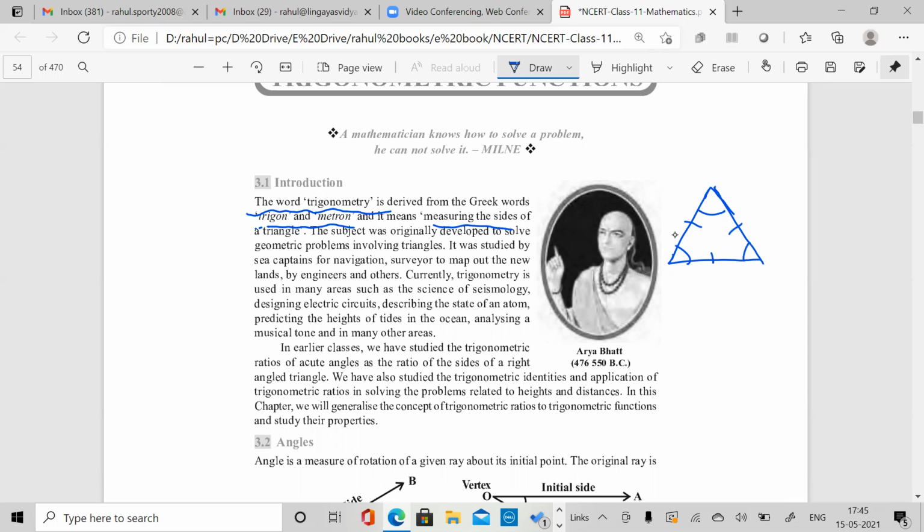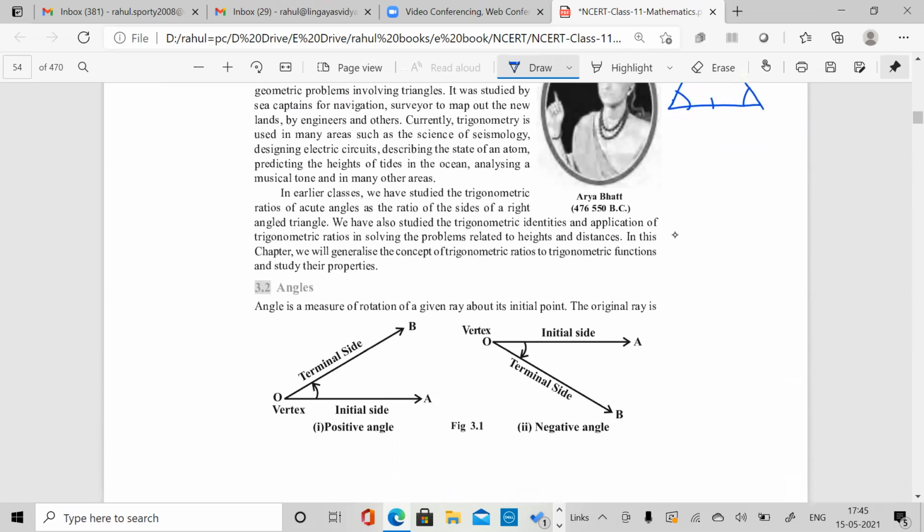Now the next question is how to measure the angle in a triangle. We have two kinds of angles, one positive and another negative. So how can we define a positive angle and a negative angle? Positive angle means if you are measuring the angle anti-clockwise, then your angle will be positive, and if you are measuring the angle clockwise with the reference OA, then it is called negative.